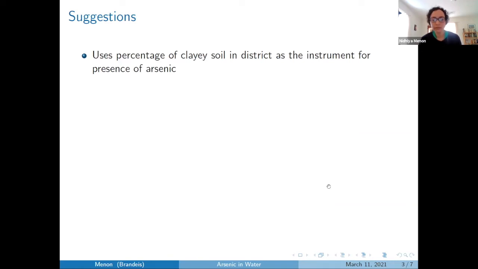Okay, so let's focus on the instruments. So what you're using here is the percentage of clay soil in the district as the instrument for the presence of arsenic. So the first thing I'm going to offer here is you want to make a very strong case for your instrument. Once you've done that in the paper, then everything else just sort of automatically follows, right? There's no more questioning of, is this valid? Is this correct? And so on. So this is where you want to focus the bulk of your analysis in some sense.